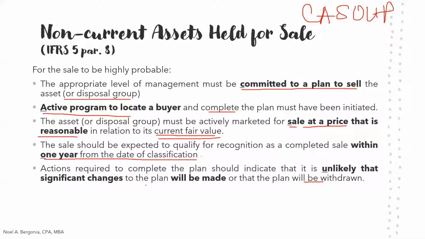For example, suddenly we changed our minds. We planned to sell, but at some point in time it will now become an asset that will be continuously used. So what do we do? Later in the succeeding part of this discussion, we will also be talking about that. What if there is a significant change and the management does not want anymore to sell that non-current asset? But for it to be highly probable, significant changes must be unlikely.